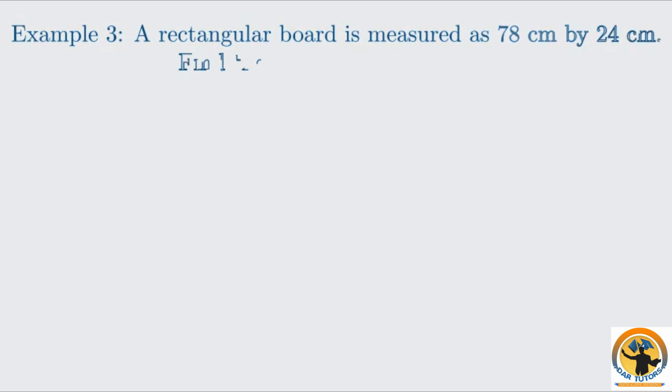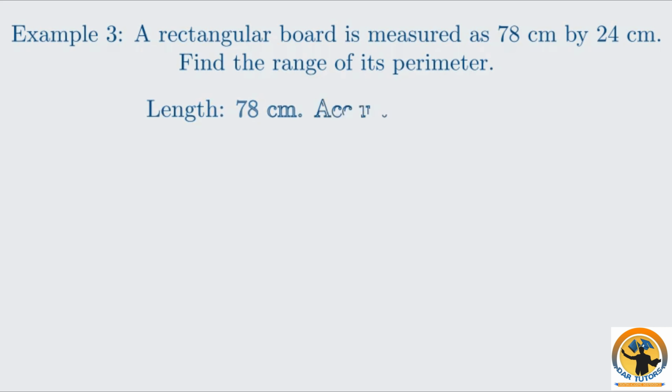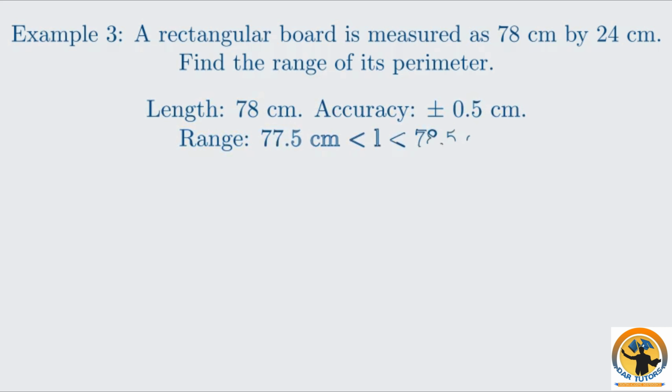Let's apply this principle to a perimeter calculation. We have a rectangular board measured as 78 centimeters by 24 centimeters. We want to find the range of its perimeter. First, we need to find the boundary values for the length and the width. For the length, 78 centimeters, the accuracy is half of the nearest centimeter, which is plus or minus 0.5, so the length can range from 77.5 to 78.5 centimeters.